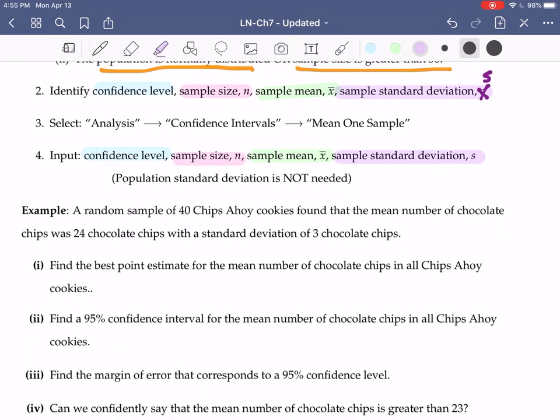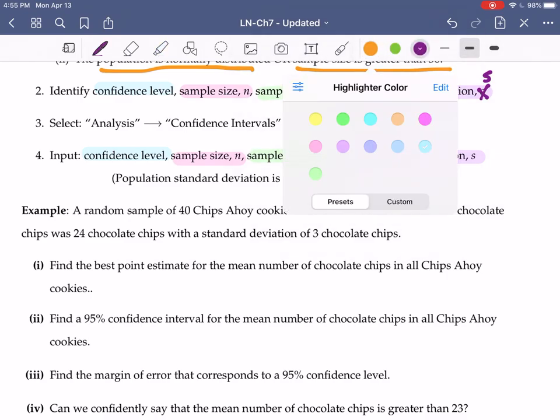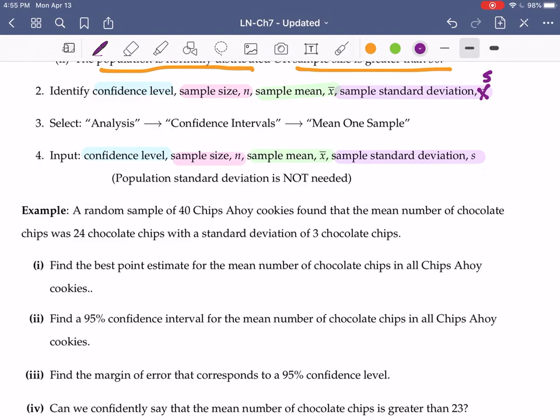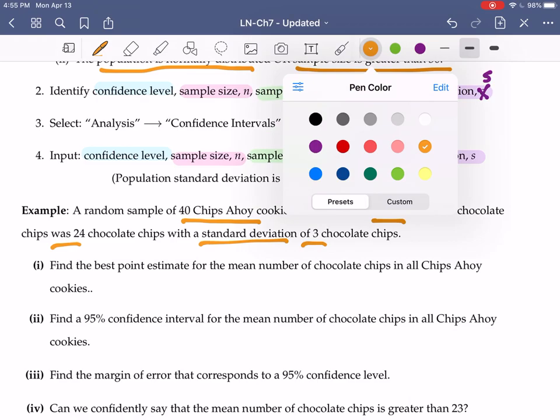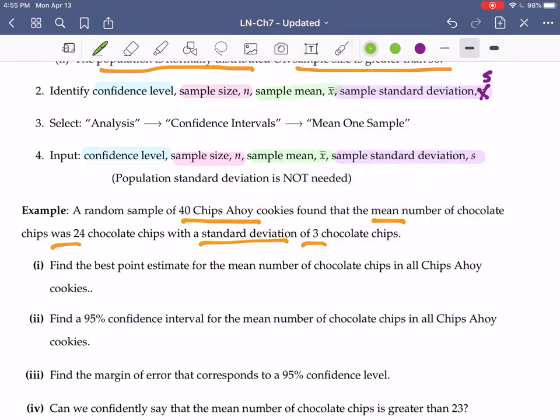All right, so let's look at an example. Here we have a random sample of 40 Chips Ahoy cookies, found that the mean number of chocolate chips was 24 with a standard deviation of 3. This seems pretty familiar. Seems a whole lot like the example we saw last time. 40 is the number that are in the sample. N is equal to 40.